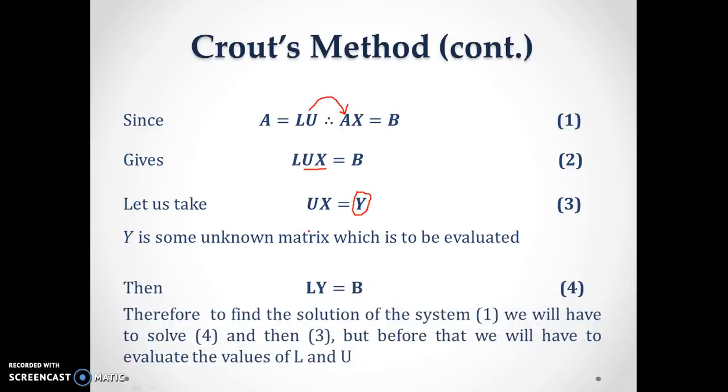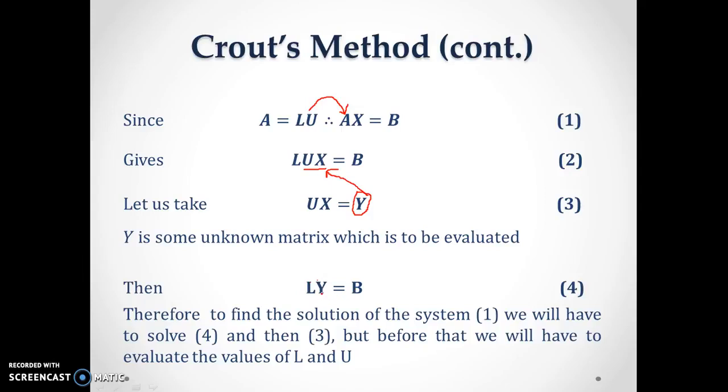Therefore, when I substitute this Y back into equation number 2, I get equation number 4, that is Ly equal to B. Now here B will be a known matrix because we get it from the original equation. L will also be known. How it is known, we are going to cover later. So here L and B both will be known.